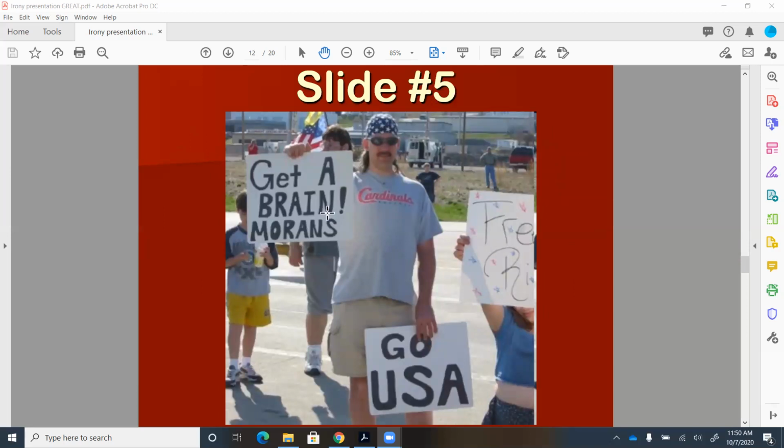Next slide. You've got a guy standing here, go USA. They're obviously protesting something. It says, "Get a brain, morons." I think the sign was meant to say morons. Now, just as in the case before, this guy isn't actually talking, but he wrote down what he meant. So then are you wondering, is this verbal irony or is this situational irony, something different than we expect? So make your best guess.